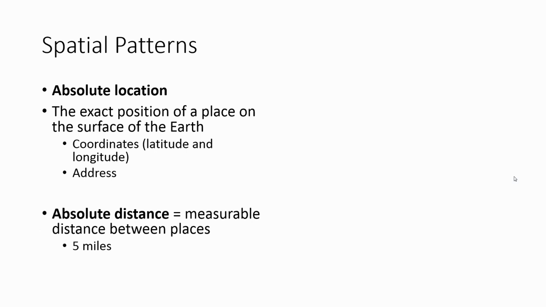There's also something called absolute distance. So it's something that can be measurable between places. So for example, 5 miles is absolute distance, 5 miles from here to there, like two particular places.